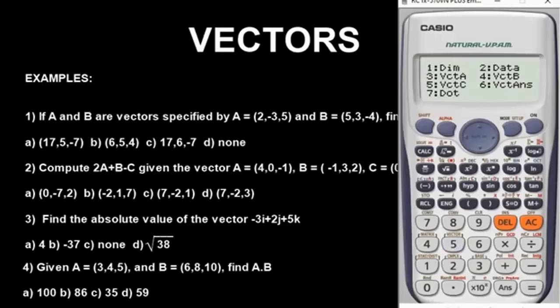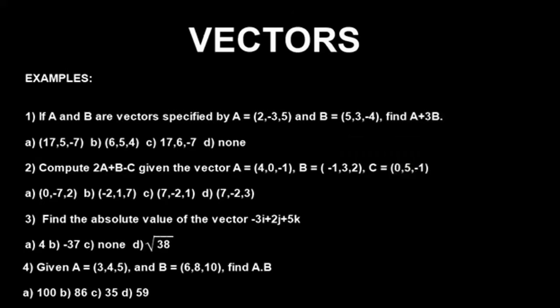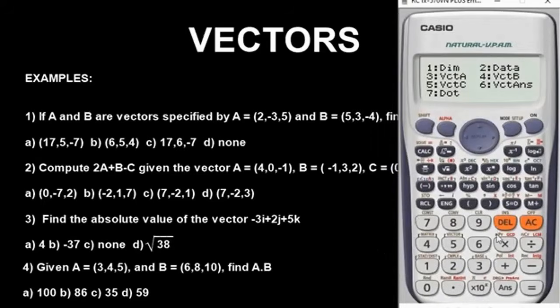So let's check the question. We have to find A plus 3B. So it will be vector A, which is this, plus 3B. So vector B, Shift button 5. That's option 4, which is vector B. Very, very simple. So right now let's press equal to and get our answer.